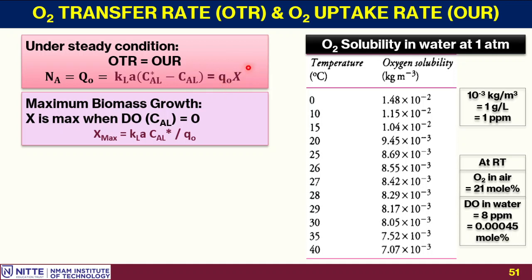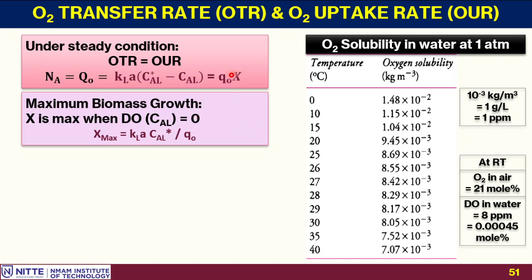If the biomass has to be maximum, all the available oxygen in the bulk near the surrounding of the cell has to be consumed. What it means is the dissolved oxygen, the bulk oxygen concentration CAL, which is the dissolved oxygen near the cells in the bulk, is zero. There is no oxygen at all. As soon as the oxygen is transferred there, all of it is consumed. When all the oxygen is consumed, more than that cannot be consumed, right? So the biomass produced at that level is the maximum possible value.